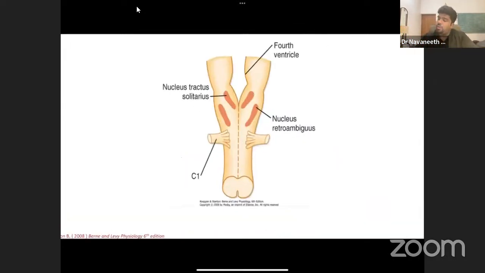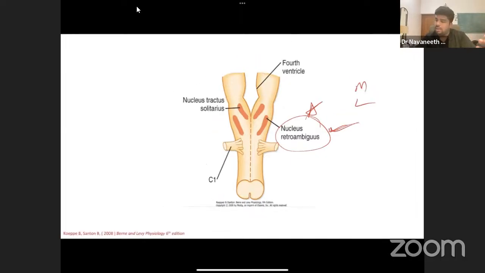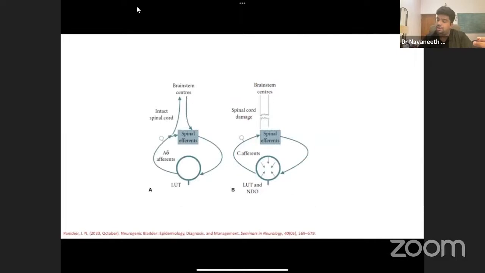Now, I told you when there is stress incontinence, while coughing or increased abdominal pressure, this nucleus becomes important in mediating the micturition. That is called the nucleus retroambiguus. It is not just the M region or the L region. This becomes important in coughing or increased abdominal pressure, especially in stress incontinence. This nucleus becomes dysfunctional in stress incontinence.